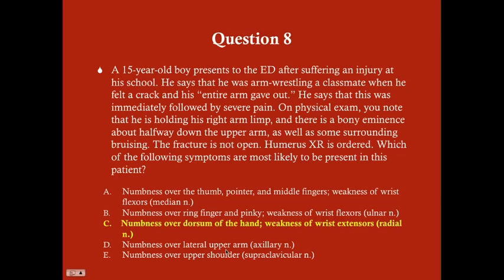Numbness over the lateral upper arm is the axillary nerve. That would be your regimental patch. You can see that in some dislocations. And then numbness over the upper shoulder, I don't know what that would correspond to, but that would be the supraclavicular nerve. In any case, it may be damaged. So this is a radial nerve damage due to a humeral shaft fracture. Classic injury. Definitely be aware of certain injuries and the nerves that they can correspond to. And in my upper extremity proximal lecture, I went over those in detail.